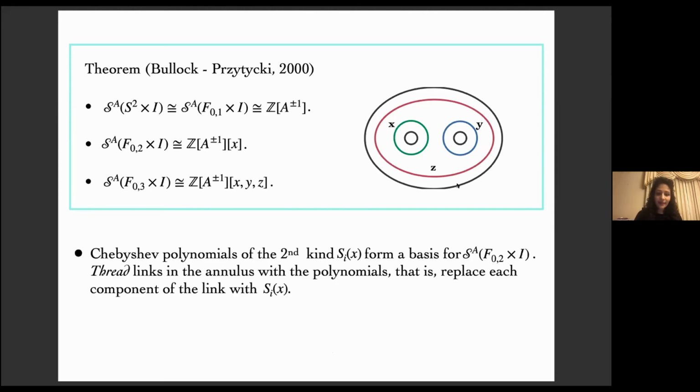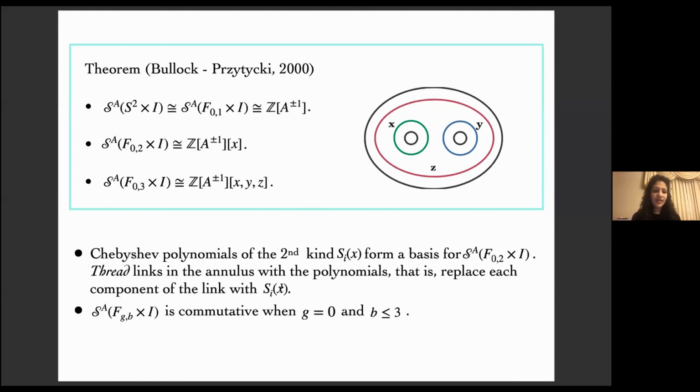All right, so some remarks. Chebyshev polynomials of the second kind, S_i of X, form a basis for the Kauffman bracket skein algebra of the thickened annulus. And how do we get this basis? We just replace each component of the link with S_i(X), where X is the homotopically non-trivial curve. This method of replacing links with Chebyshev polynomials is known as threading links with Chebyshev polynomials. This is important when I discuss properties of skein algebras.